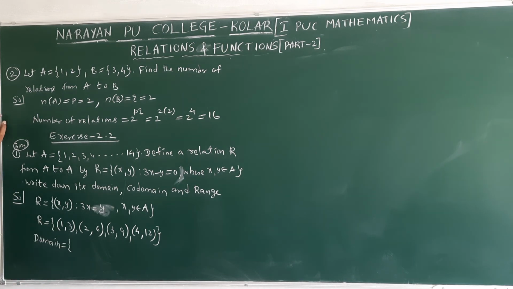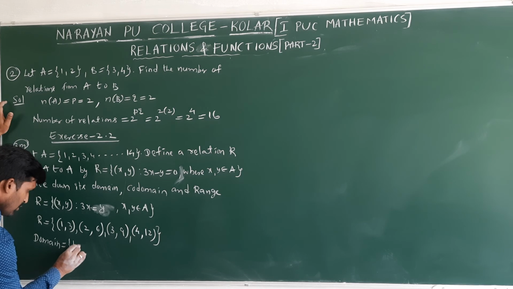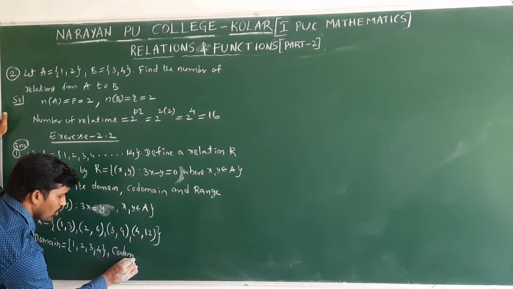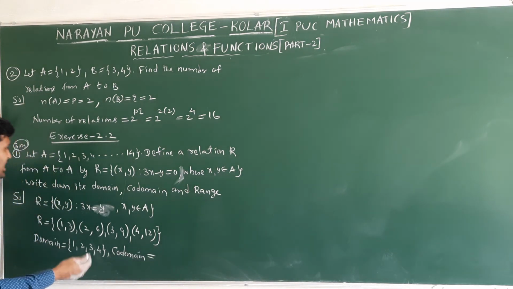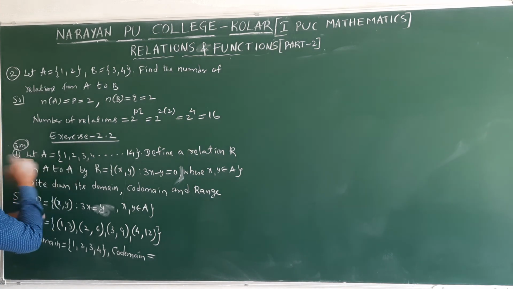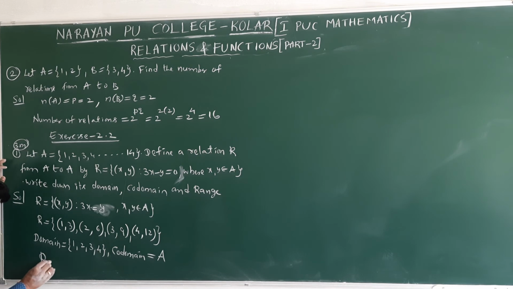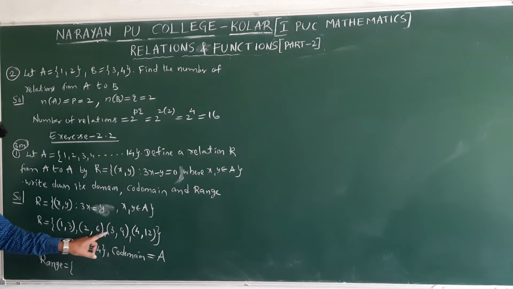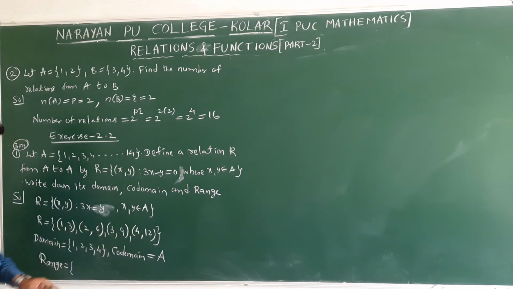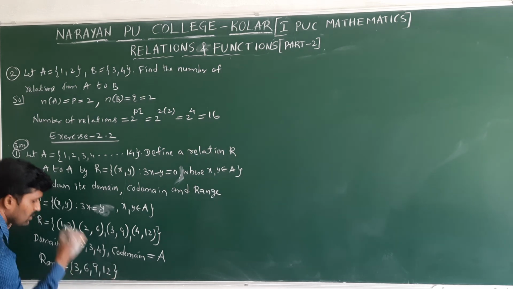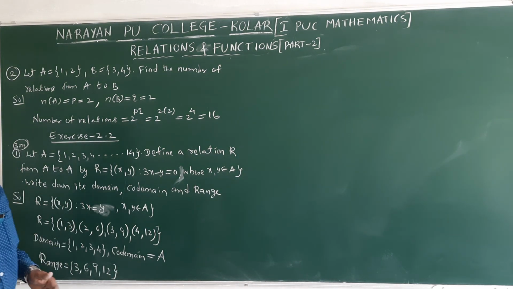Domain means the set of all first elements in the order pairs: 1, 2, 3, 4. Codomain means the complete second set. A to A means this is the codomain, that is the A set. Range means the set of second elements, the images. 1's image is 3, 2's image is 6, 3's image is 9, 4's image is 12. That's why the set of images is the range: 3, 6, 9, 12. That's the answer. 3 marks you will get. It's easy only.